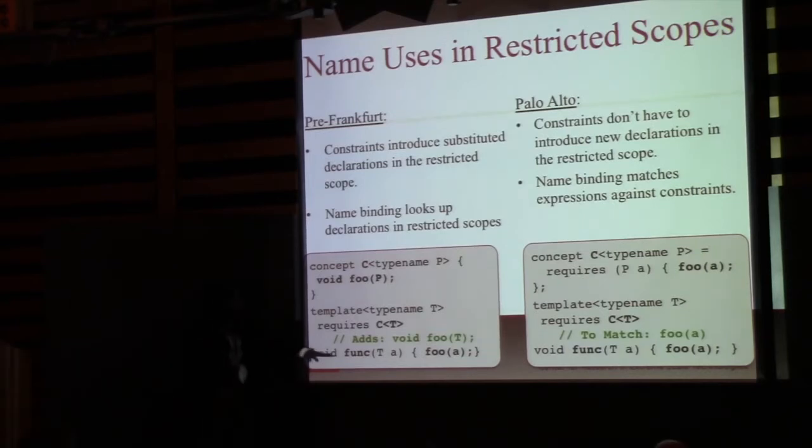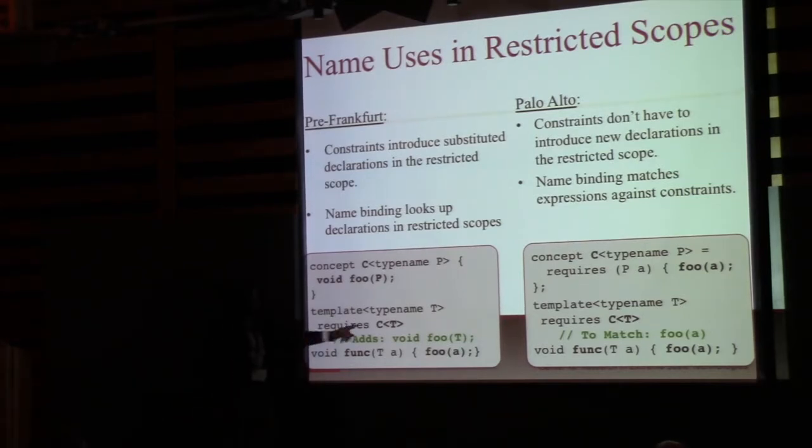Here I have a function that is constrained by some concept C, and I've defined this concept here. This is using pre-Frankfurt syntax, and that one is using Palo Alto syntax. Now, one point I really want to make here is that a lot of the discussions are really based on syntactic differences, which have no significance, or very little significance, implementation-wise.